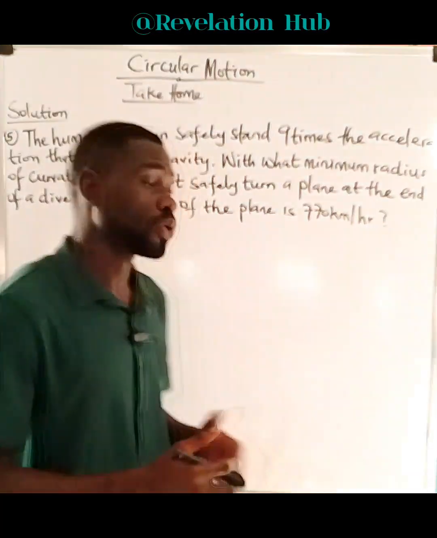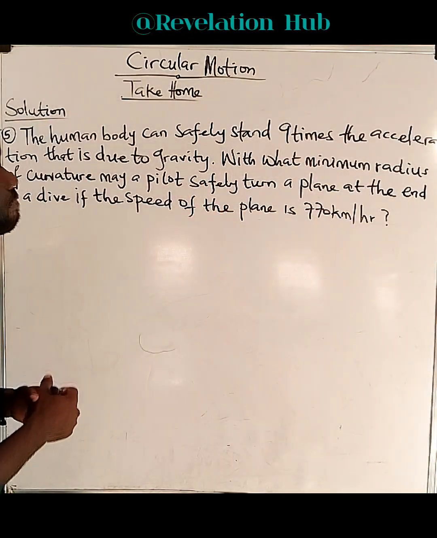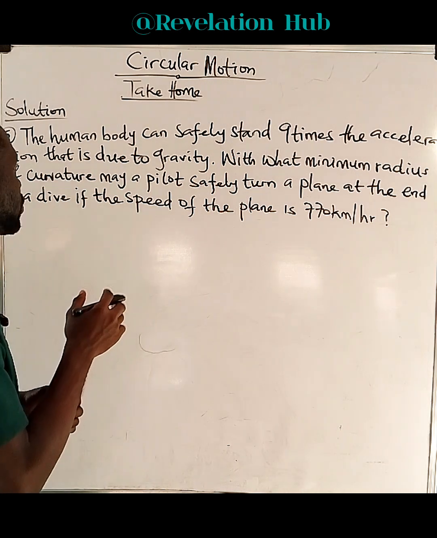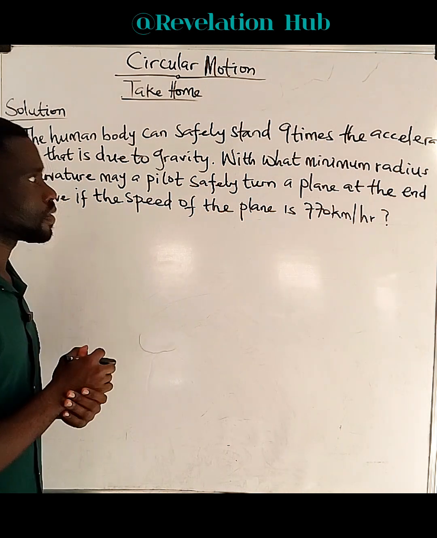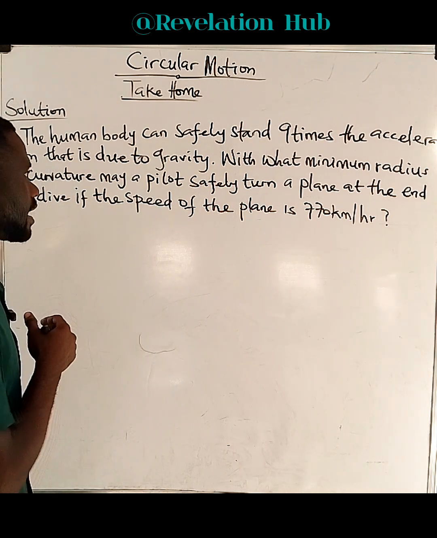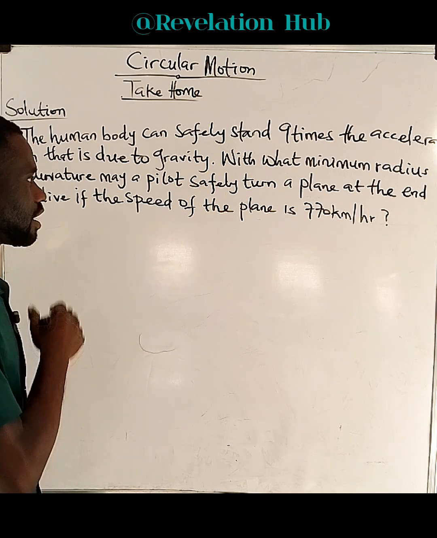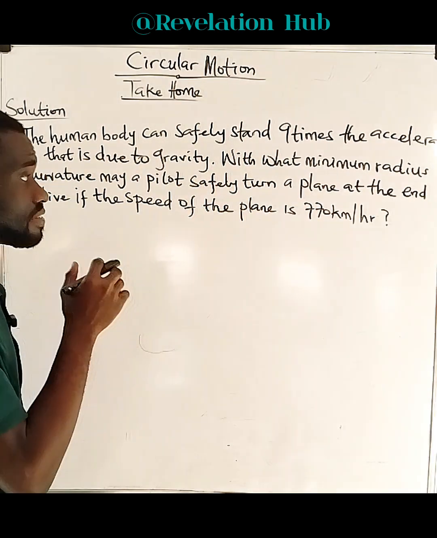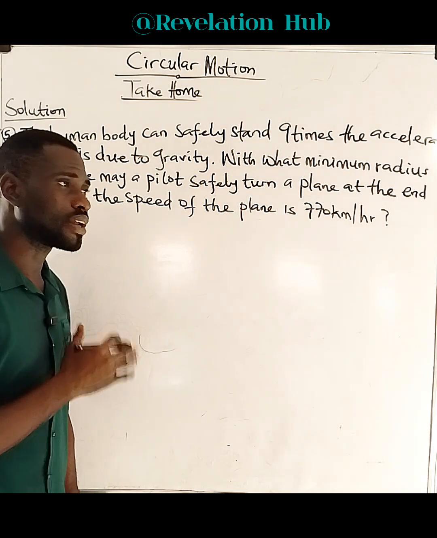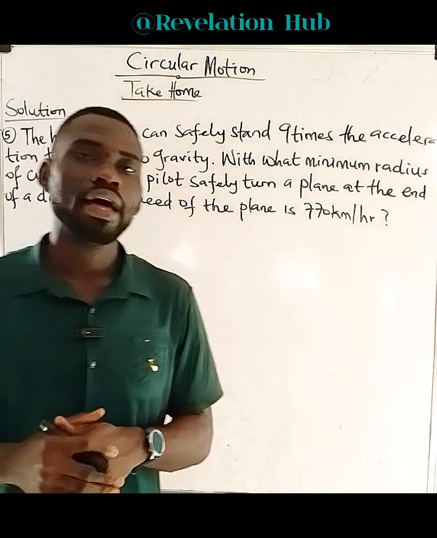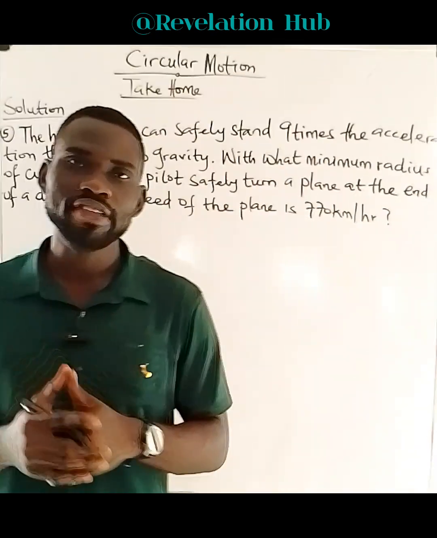So, what do we have right here on the board? The human body can safely stand 9 times the acceleration that is due to gravity. With what minimum radius of curvature may a pilot safely turn a plane at the end of a dive if the speed of the plane is 770 kilometer per hour? Now, this question is very simple, and you just need to be quite creative with it.